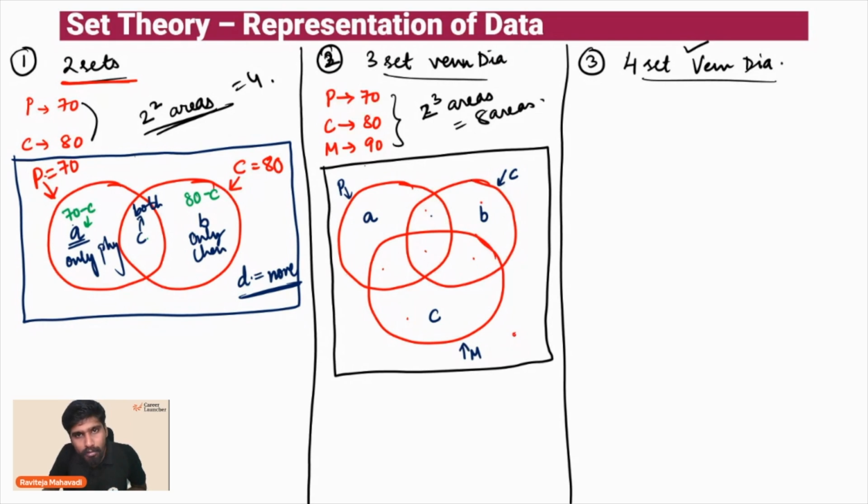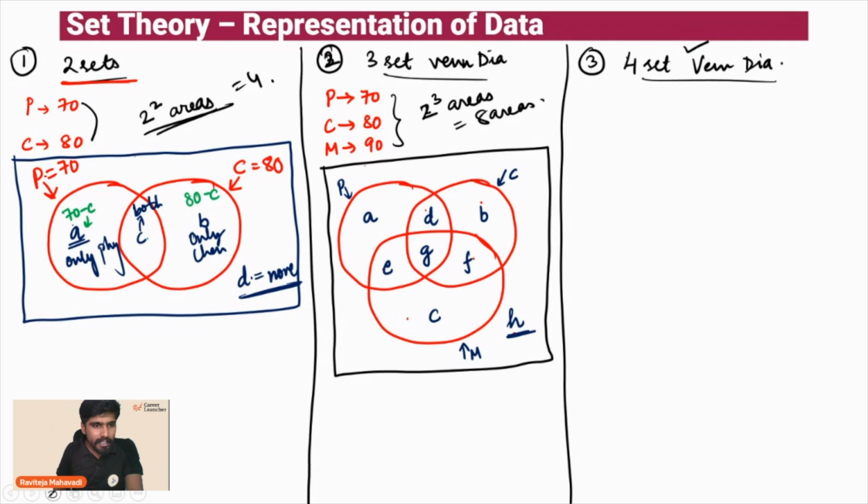Then I go and name areas which have overlap of exactly two, both physics and chemistry but not math: D, E, F. Then G is all three, and H is the one that is left outside. So these are the 8 areas, and this is how I go systematically about the nomenclature so that I don't get confused ever. I have set these rules for myself.